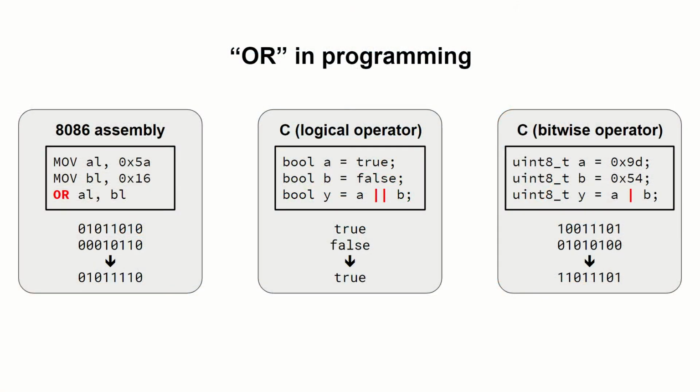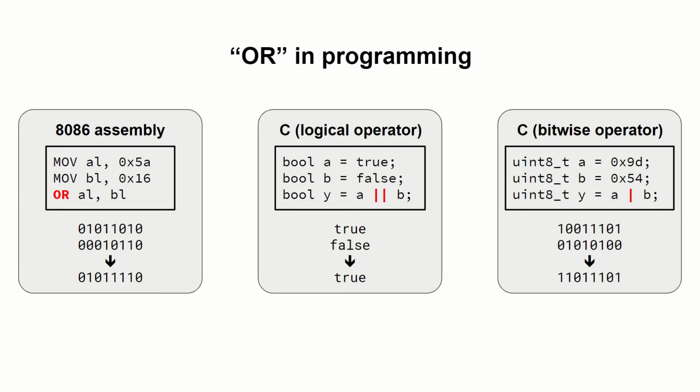In the Intel 8086 assembler, we can use the OR instruction to do bitwise OR. In C or C++ and the similar, there is the double vertical bar operator to do logical OR and the single vertical bar to do the bitwise OR.